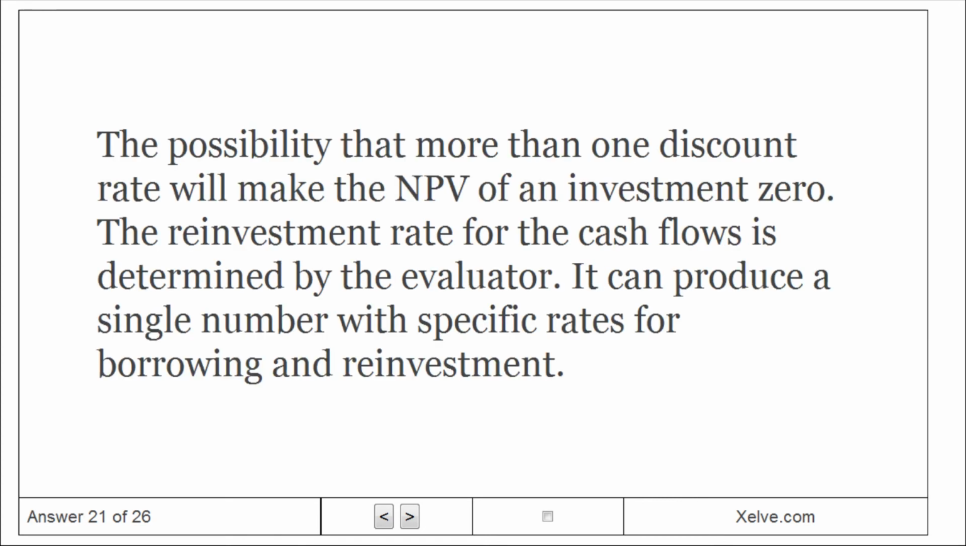Modified internal rate of return. The possibility that more than one discount rate will make the NPV of an investment zero. The reinvestment rate for the cash flows is determined by the evaluator. It can produce a single number with specific rates for borrowing and reinvestment.